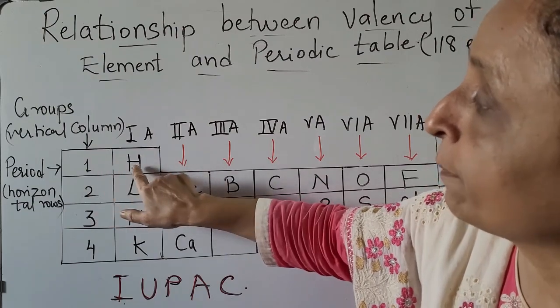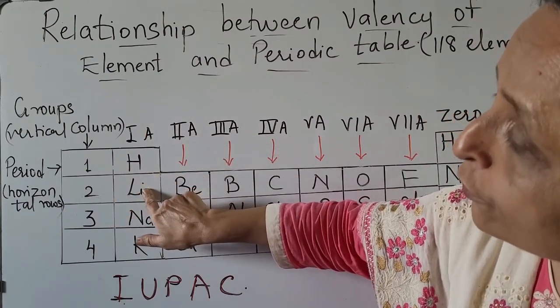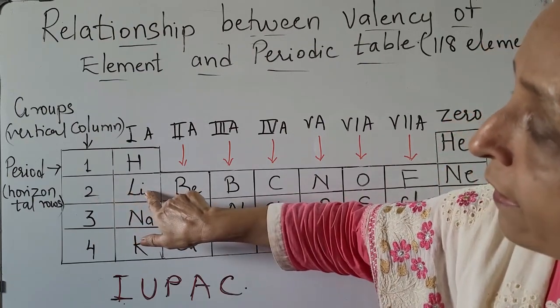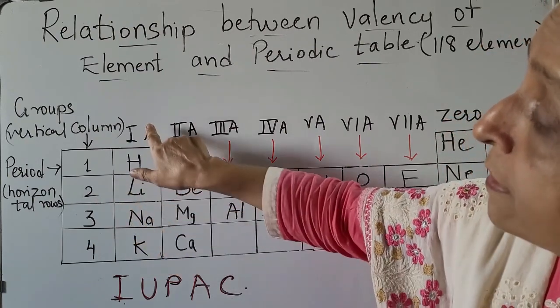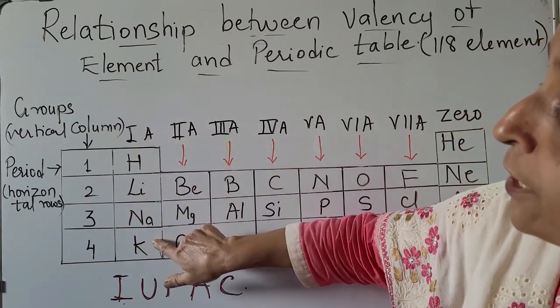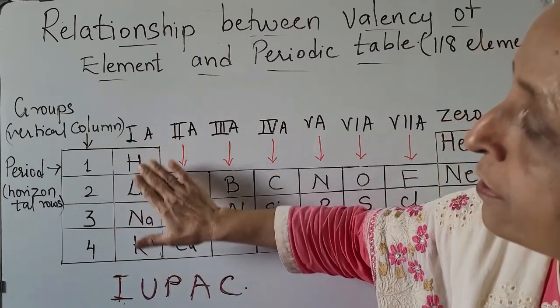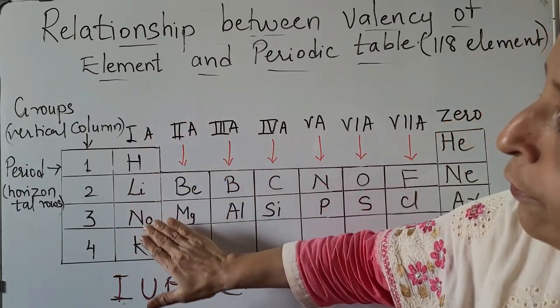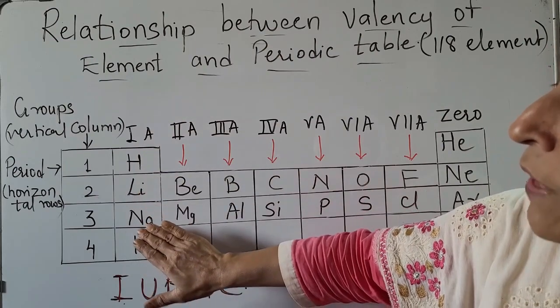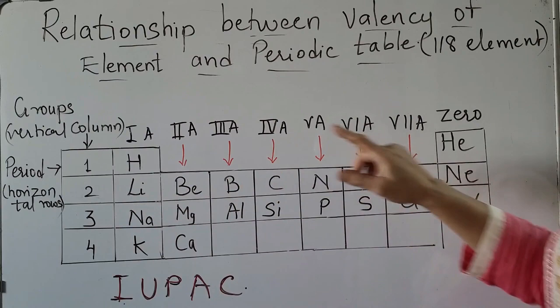First group, first period, hydrogen. Lithium is in the first group, but the period is second. Sodium is in the first group, but the period is third. Potassium is in the first group, but the period is 4. So this is the vertical column, the group, and these are the horizontal rows, that is, periods.